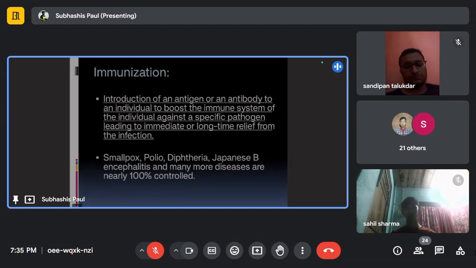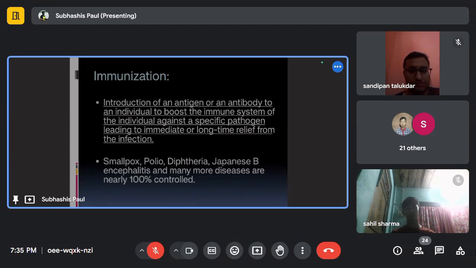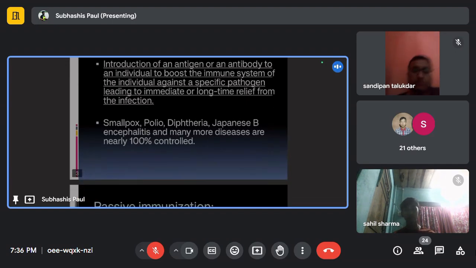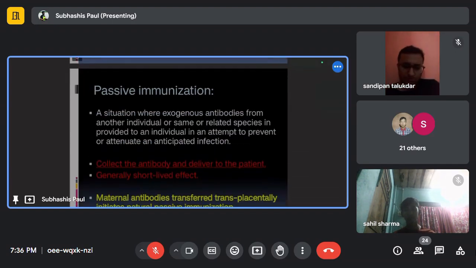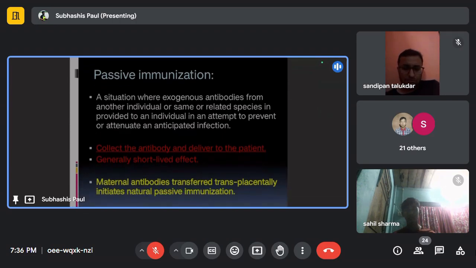So we have got vaccines against polio, diphtheria, Japanese encephalitis, then we have got smallpox and all. And these diseases are almost 100% controlled with the use of this particular immunization. If you go into the process of immunization, there are two major types. The first one is passive immunization.